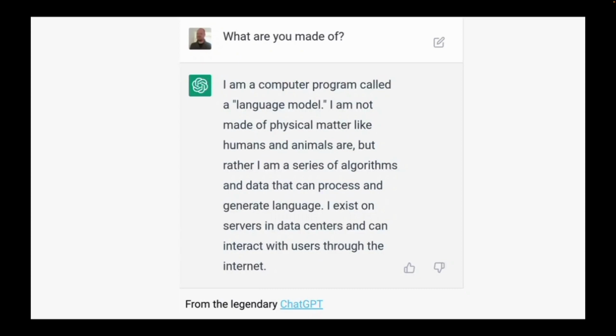So if you've been on social media or reading news or anything like that in the last few weeks, you're probably familiar with this. This is ChatGPT, which is a chatbot that you can talk to from a startup called OpenAI. And so here I just asked it, what are you made of? And it tells me, well, I'm a computer program. I'm not made of physical matter like you, and I live on the internet, right? And you can talk to me.